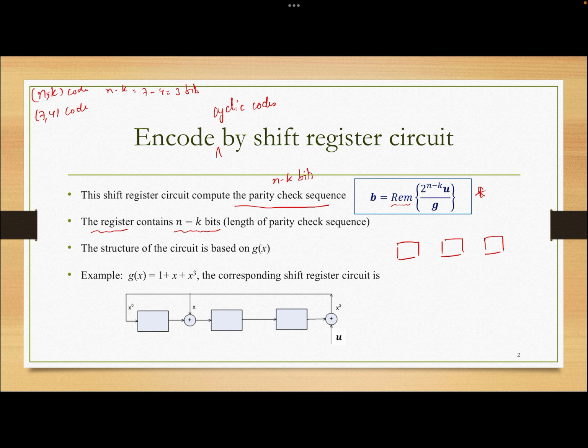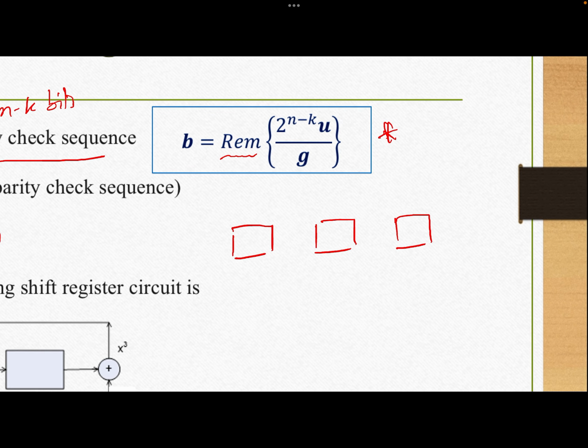So we have these 3 flip-flops here in the shift register circuit, and the structure of the circuit is based on the generator polynomial, or the generator sequence, which is the same, right? Because the generator sequence is the coefficient of the generator polynomial. So if we have g(x) equal to 1 plus x cubed, how do we draw the structure of the circuit? We can do it like this.